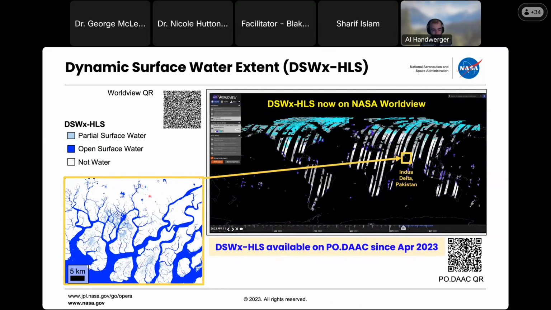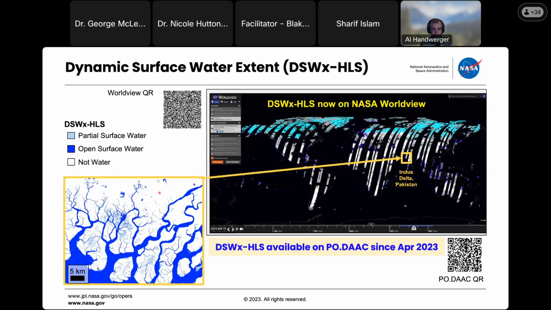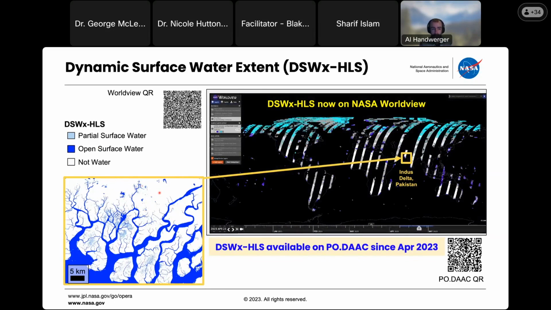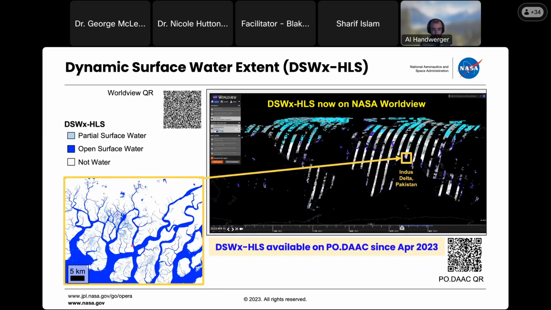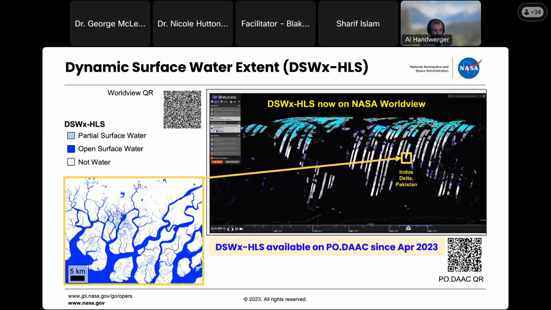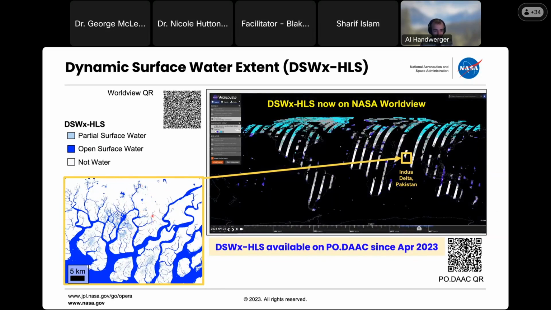The colors here represent different things. So the white part of the map is just what we classify as not water. The blue is open surface water, and the light blue is partial surface water. So you can see intricate distributary channel networks here.